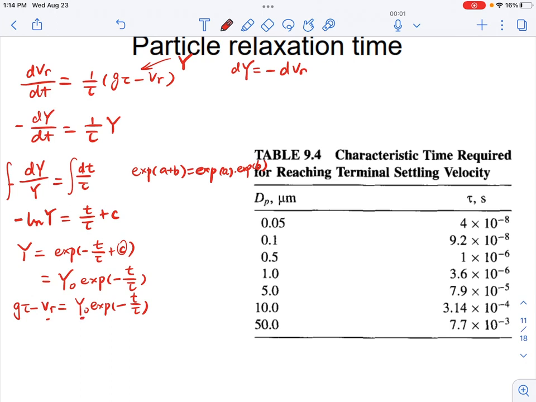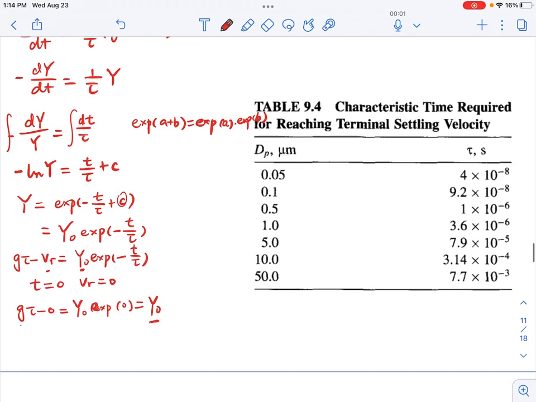So how do we find the complete expression? We know that when time equals 0, Vr equals 0, right? Which means that g tau minus 0 equals y0 times exponential of 0, which is y0. Okay, so y0 is just g tau. So now if you plug it back in, you're going to have Vr equals g tau minus g tau exponential of minus t divided by tau.